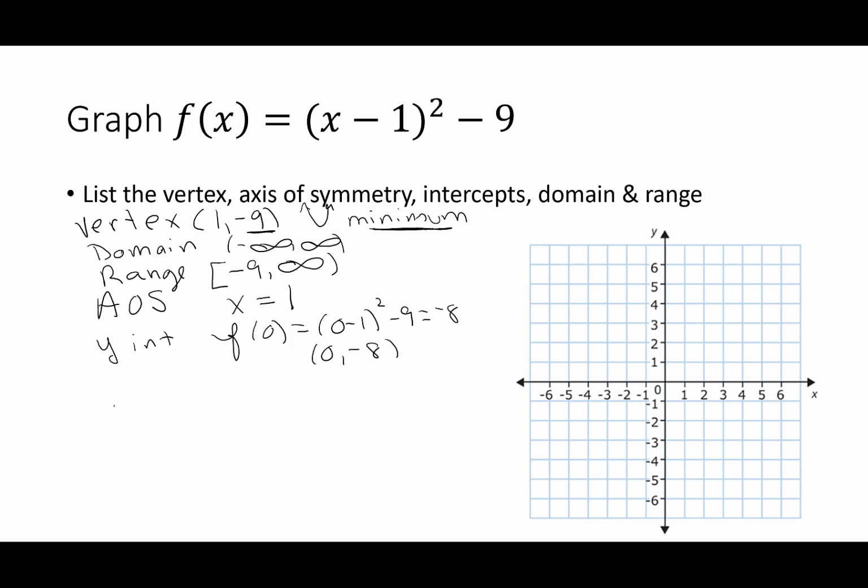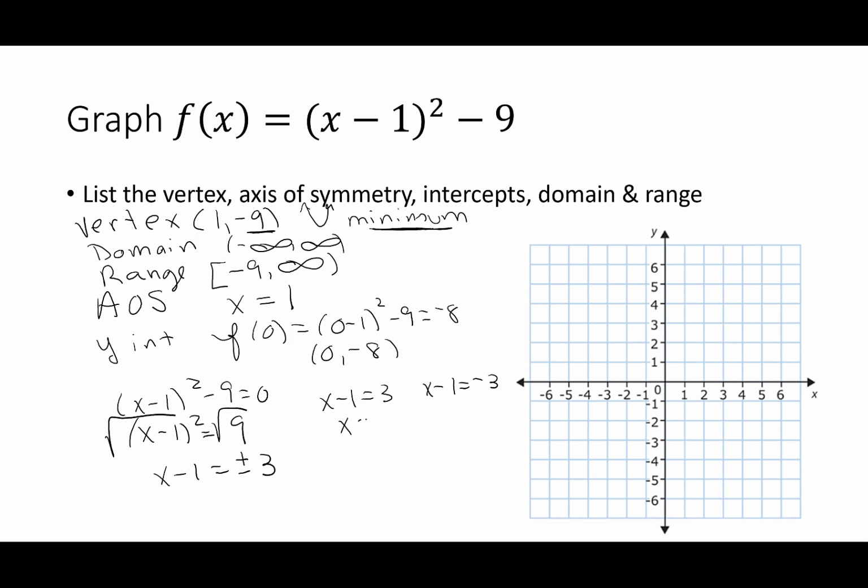And then my x-intercepts. I get that from setting the whole function x minus 1 squared minus 9 equal to 0. This says x minus 1 squared is 9, and we're going to take the square root. Super important, when you take the square root, x minus 1 is going to be positive or negative 3, so 2 solutions. I'm going to separate that into x minus 1 is positive 3, x minus 1 is negative 3. This says x is 4, this says x is negative 2, so I have 4, 0 and negative 2, 0.